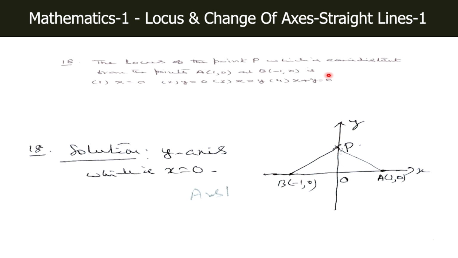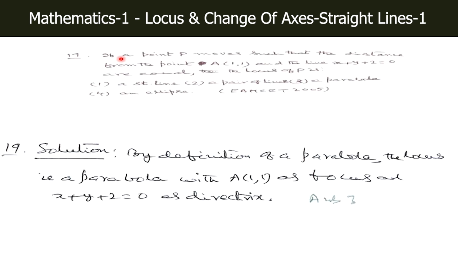Now you know that A (1, 0) and B (-1, 0) are points on the x-axis, the positive x-axis and the negative x-axis. So its perpendicular bisector is nothing but the y-axis. So any point on this y-axis is equidistant from both A and B. Therefore, the locus is the y-axis whose equation is x = 0. So the answer is 1.